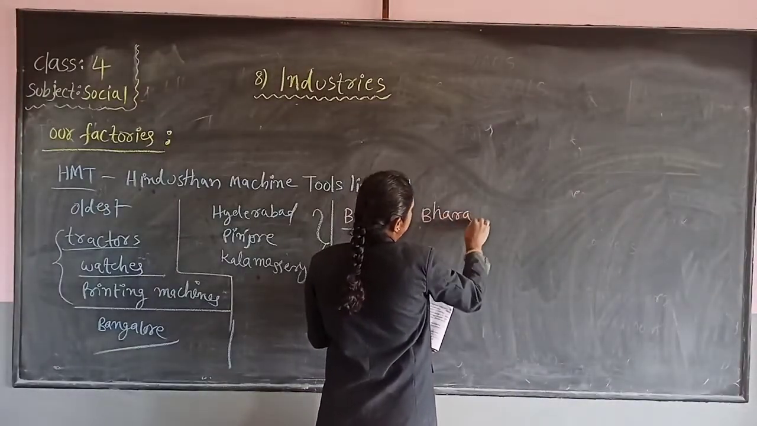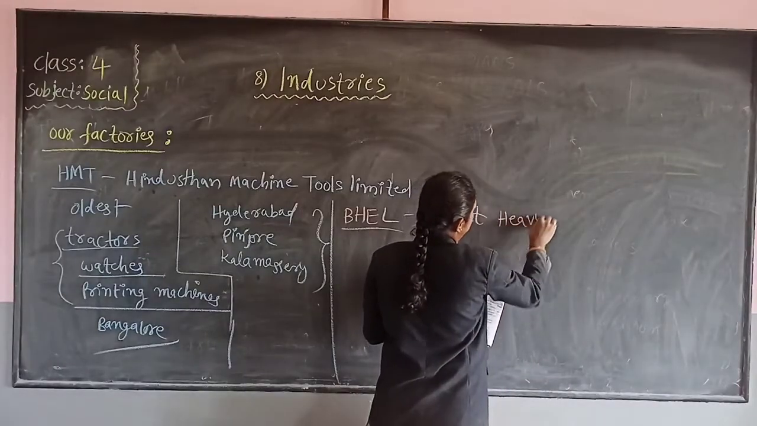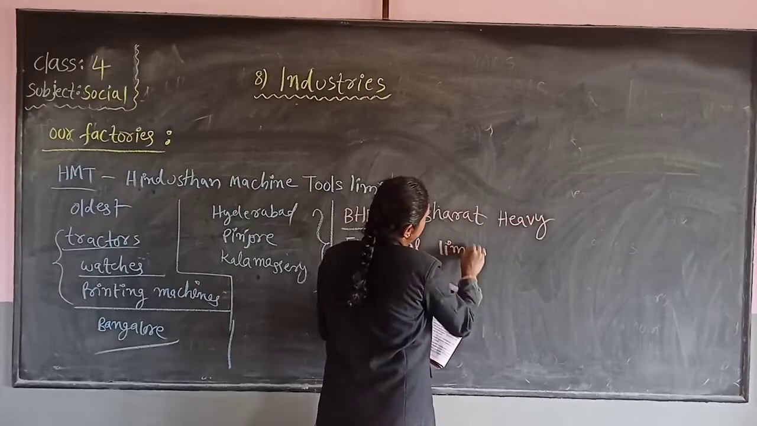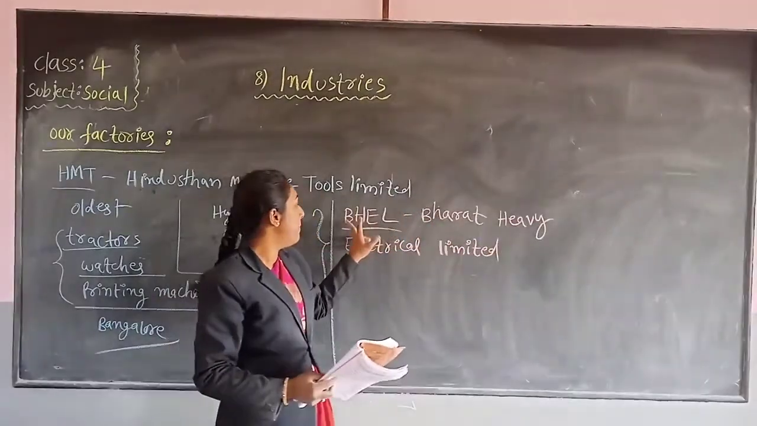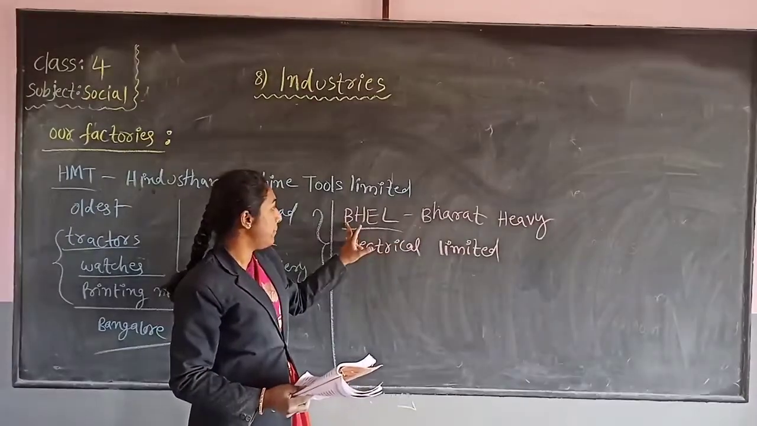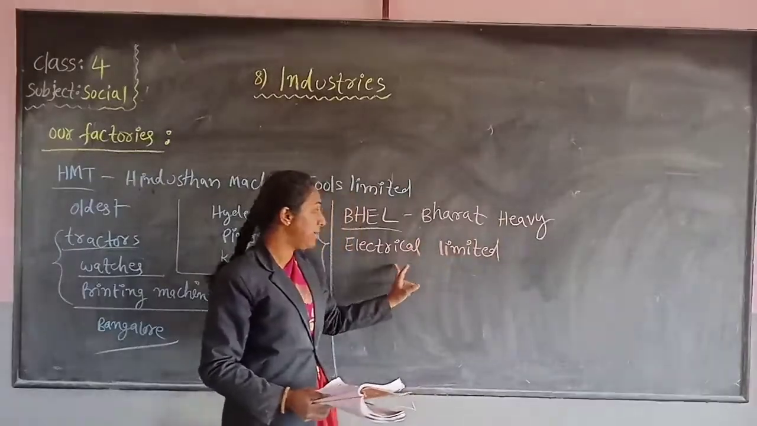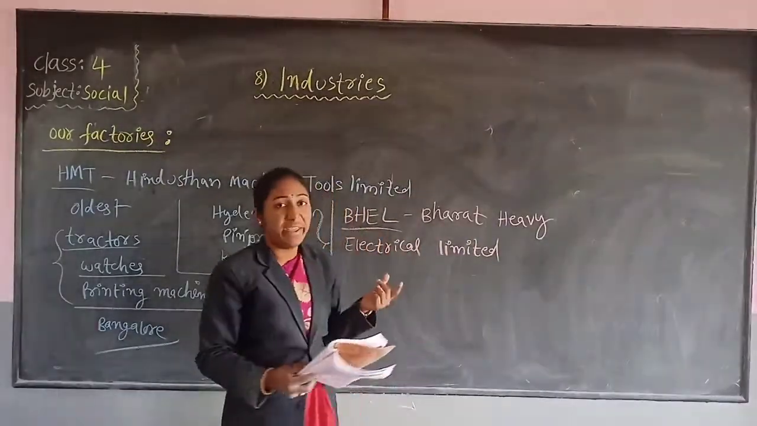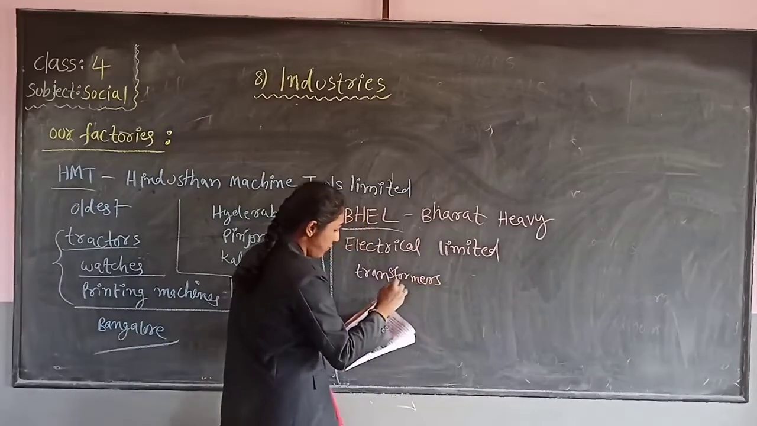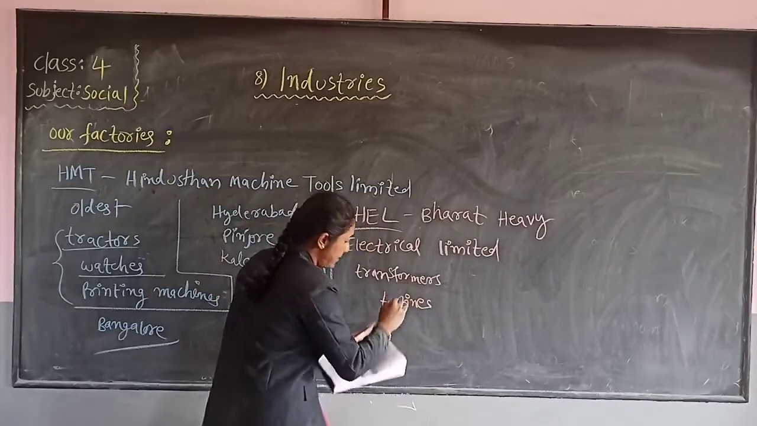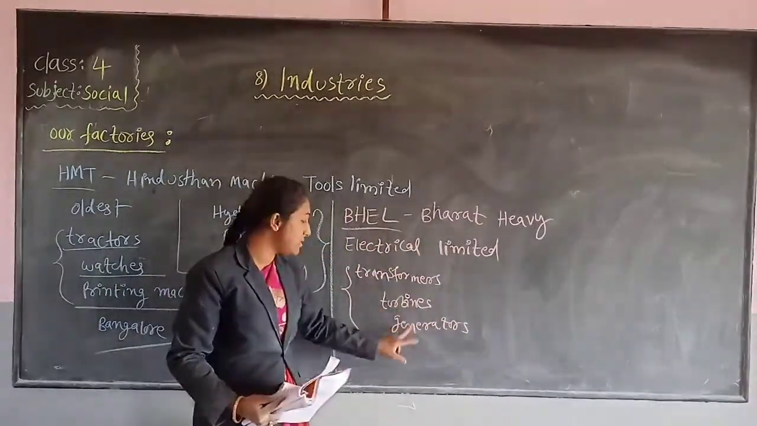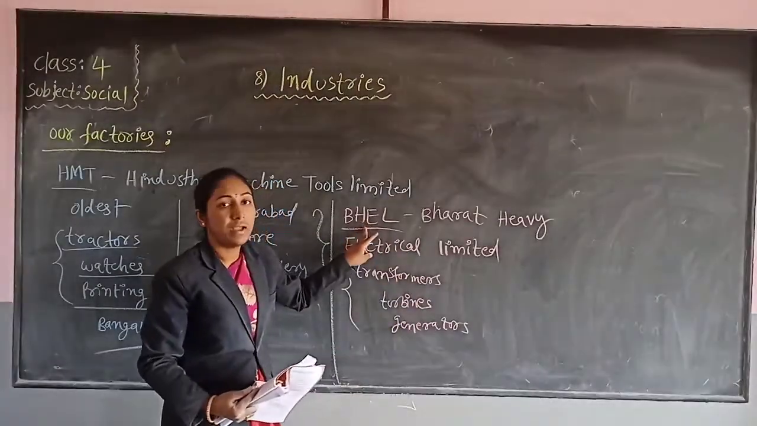B means Bharat. Okay, what is the full form of BHEL? Bharat Heavy Electricals Limited. This is one of the important factories in our country. What does this factory make? It makes transformers, turbines and generators. These three things are made by this factory.